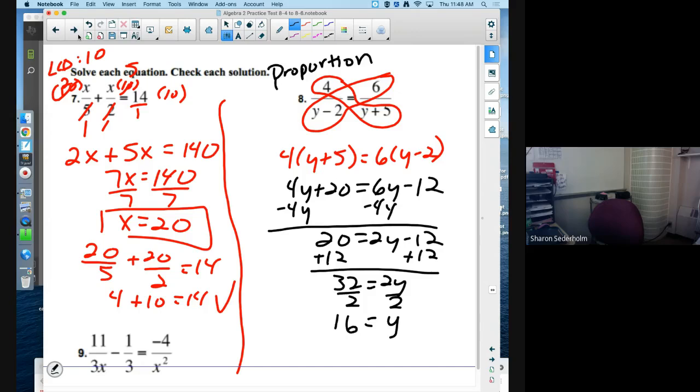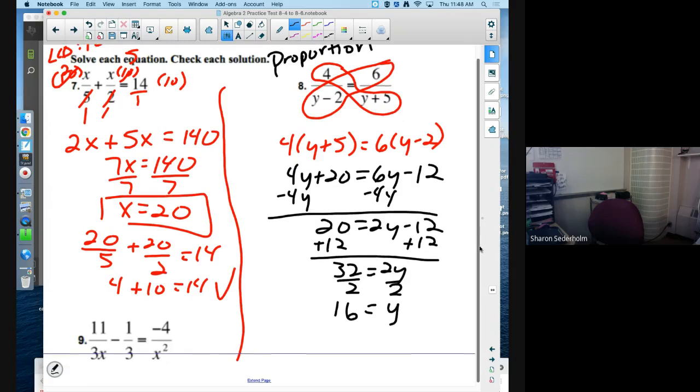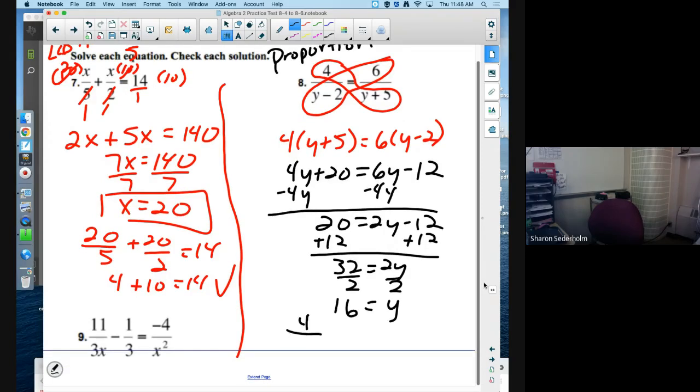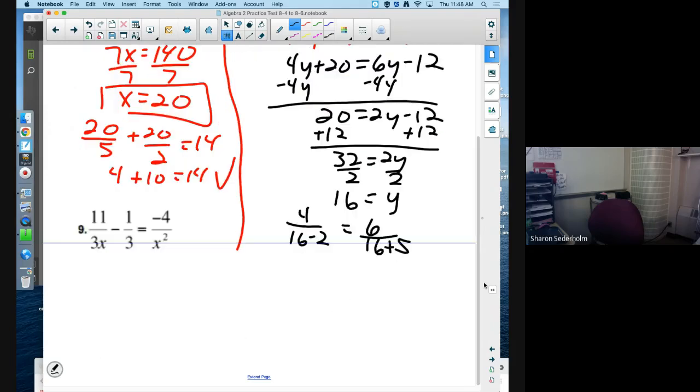Maybe, right? Yeah, and you have to show that you're checking it. So let's put the numbers in. 4 over 16 minus 2 equals 6 over 16 plus 5. 4 over 14 equals 6 over 21. Yeah, reduce them. Reduce this one by 2. Reduce this one by 3.